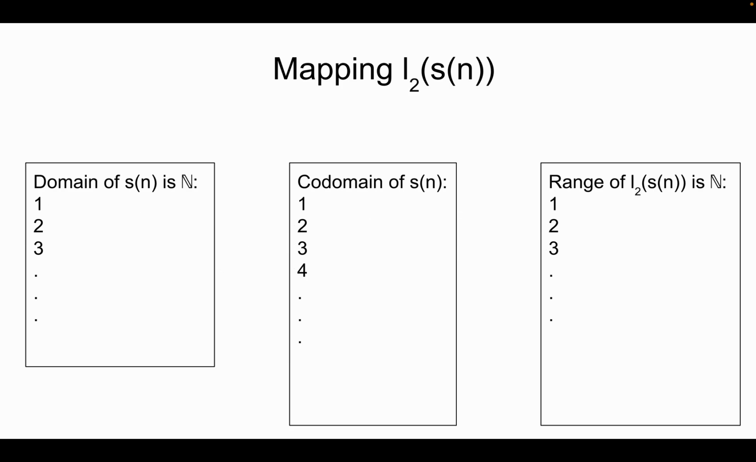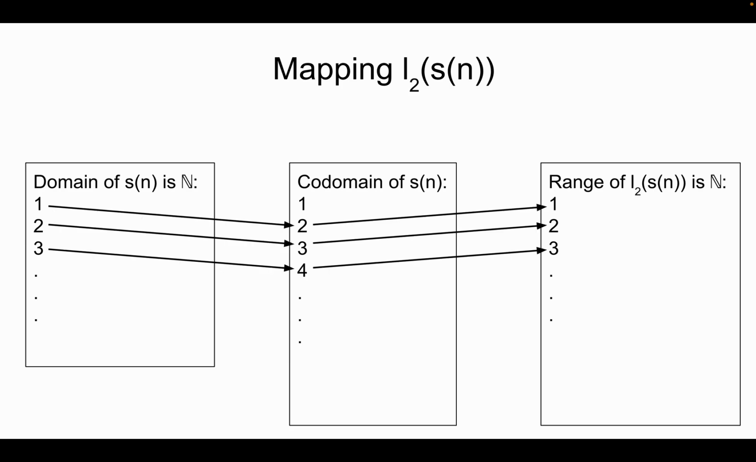We're going to see basically the exact same thing for L sub 2, right? 1, 2, and 3 in the domain of S of n map to 2, 3, and 4 in the codomain of S of n, and those will map back to 1, 2, and 3 in the range of L2 of S of n. And this will be true. I think to actually prove this, you would have to do induction. Maybe I'll try to do that here.